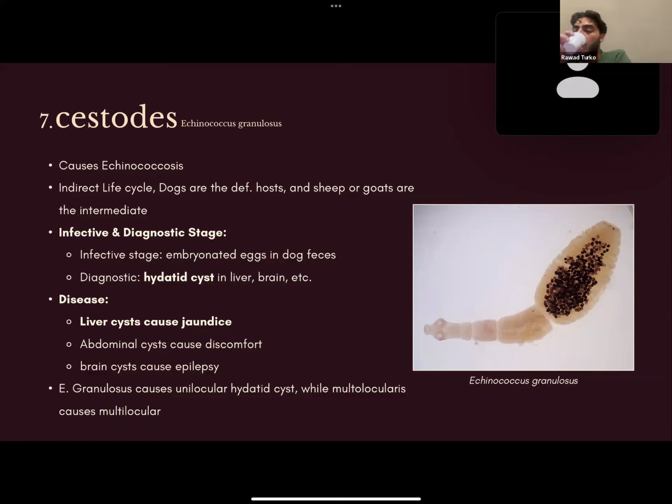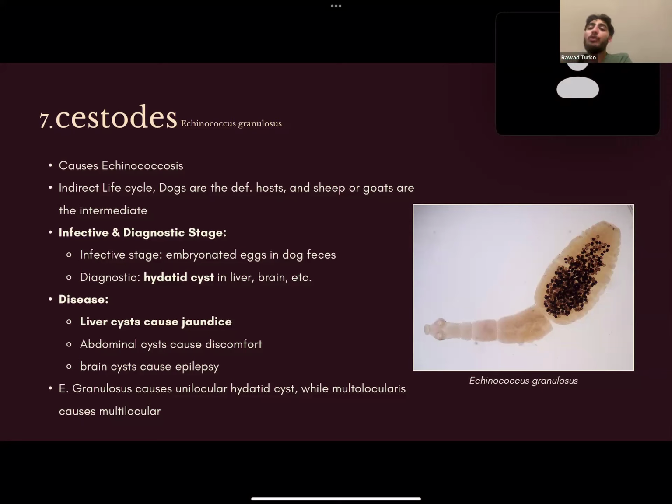Okay, now depending on where these cysts are in the body, it is going to manifest as different presentations. So if these cysts migrate to the liver, then you're going to experience some jaundice, some abdominal distension, maybe some hepatomegaly, something like that. Abdominal cysts are going to cause discomfort and abdominal symptoms. Brain cysts are going to cause epilepsy and other CNS symptoms.